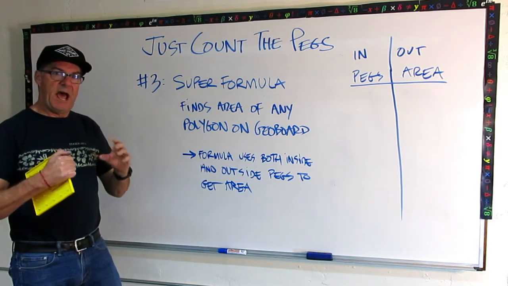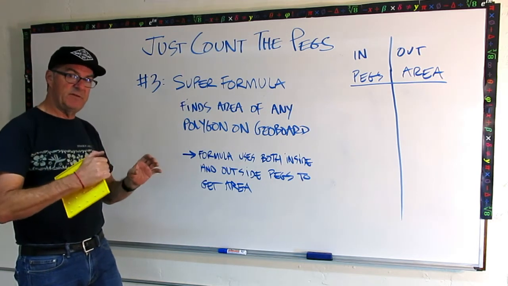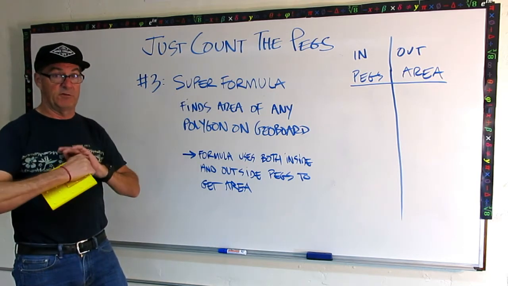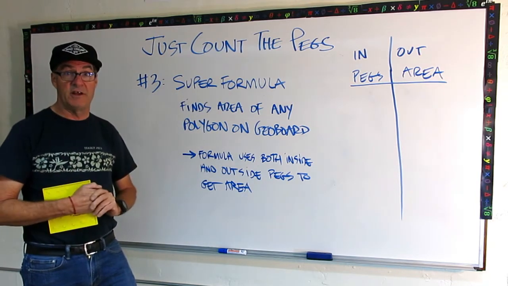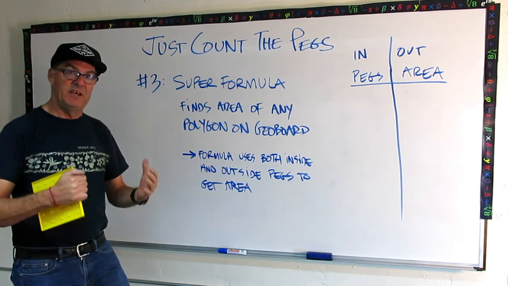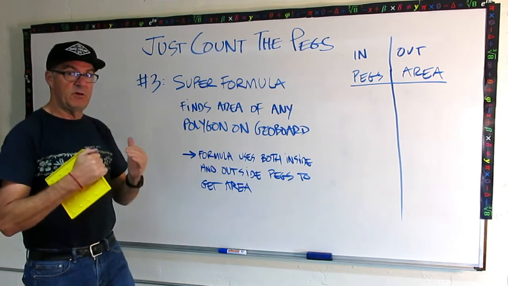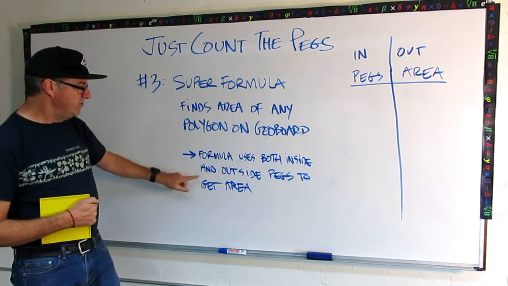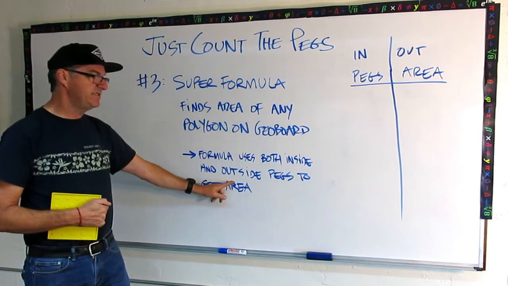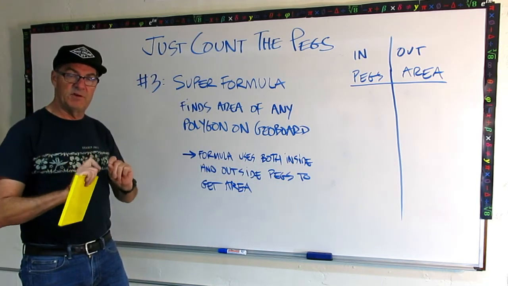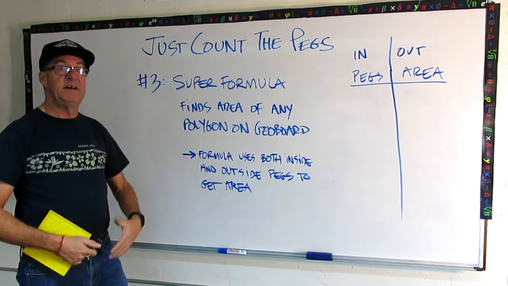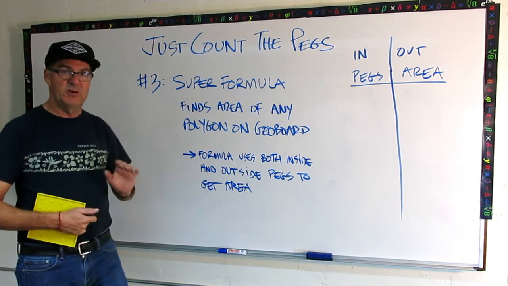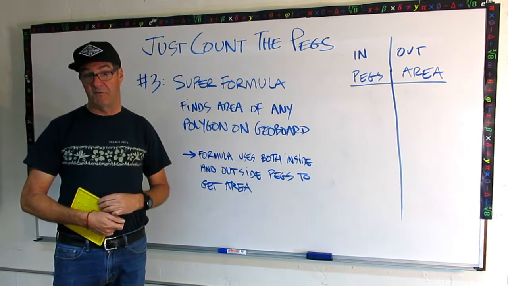Okay? We're not having any rules about the number of outside pegs or the number of inside pegs. You're free to roam any polygon you want on the geoboard. Only thing is, you need to find a formula that will calculate its area. Once you know the number of inside and outside pegs, you can use those 2 numbers to generate a formula that finds area. So I'm going to show you a few examples of polygons that work for this.